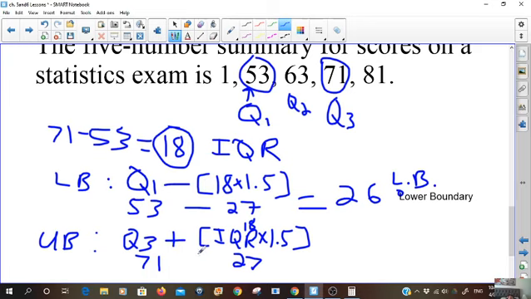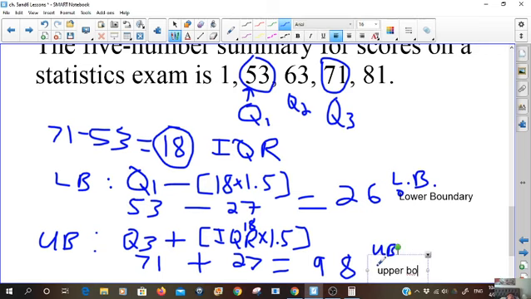Addition, you're right. It's actually going to be 71 plus 27, not minus, it's going to be plus. So 1 plus 7 is 8, and 7 plus 2 is 9. So 98. And so 98 then is our upper boundary. Again, that's our upper boundary. You want it to be the same as, okay, upper boundary. And so now let's take a look at that.